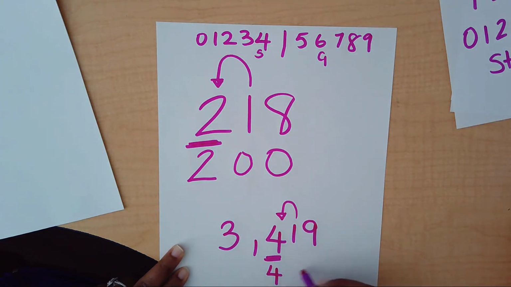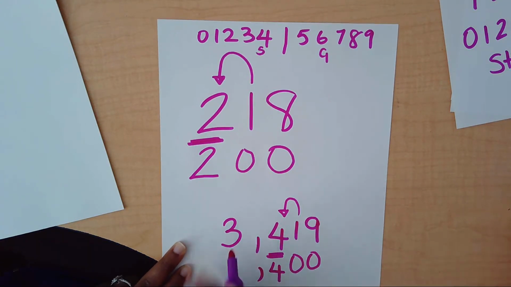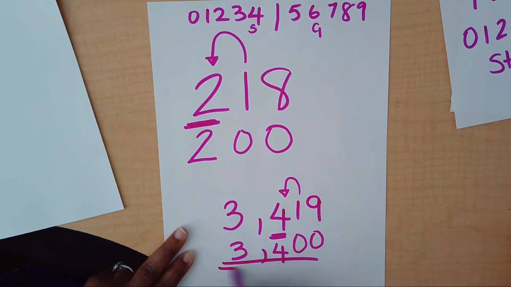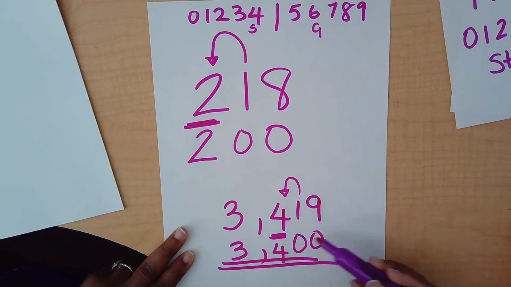What happens here? They become zeros. But anything before must be brought down. And there we have it, 3,400. This has been rounded to the nearest hundred. Notice 2 zeros, just like in 100. So this has been rounded to the nearest hundred.